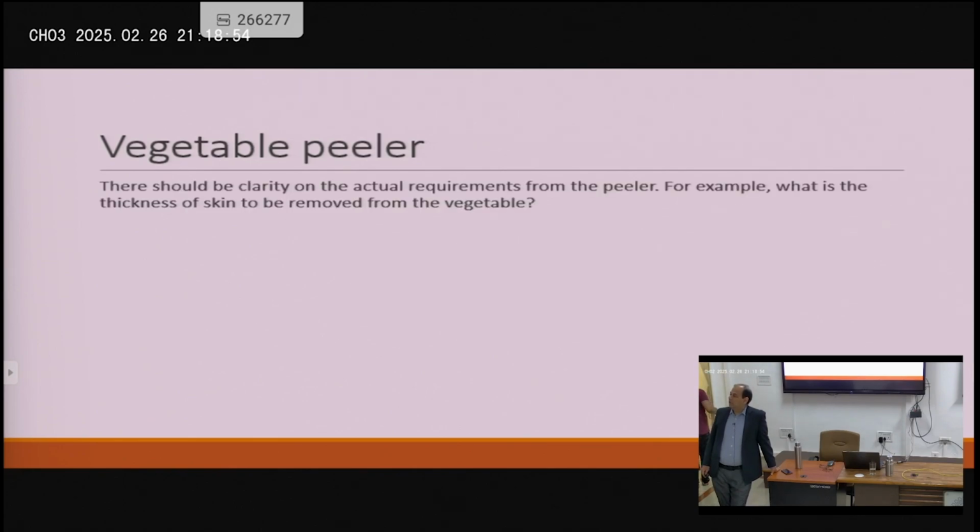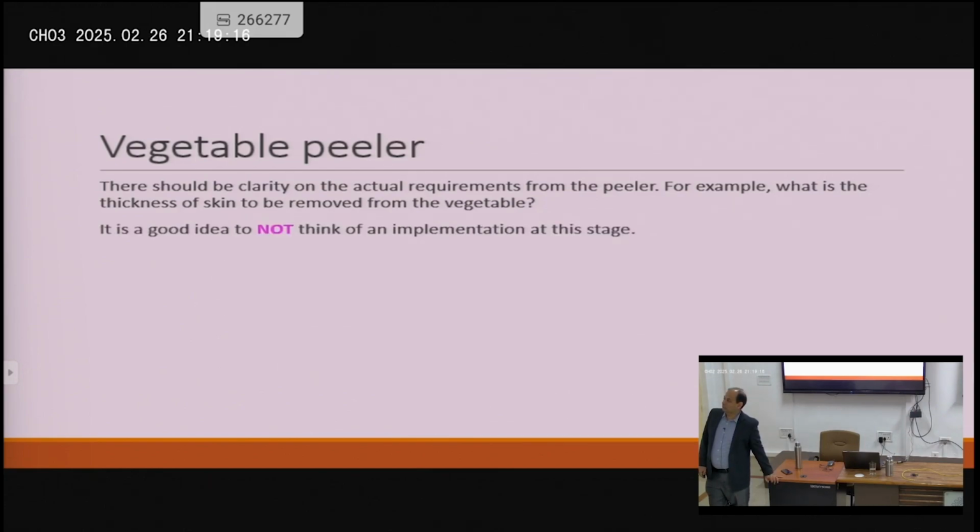Okay, so there should be clarity on the actual requirements from the peeler, right? So very quickly you'll start thinking, well, there's a lot of vegetables. Some vegetables you don't expect to be able to peel with a handheld peeler. So you need to narrow the discourse a little bit. For example, what is the thickness of the skin to be removed from the vegetable? And it is a good idea not to think of an implementation at this stage. I was telling you before too, and this will become clear. When you're thinking customer needs, don't think functional requirements, because you will force yourself to reach a conclusion every single time, as opposed to having an open mind.